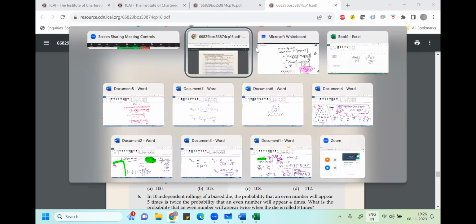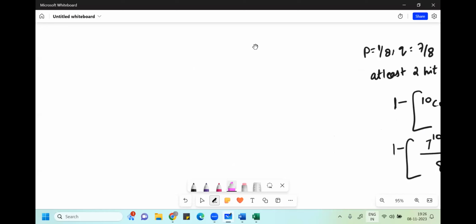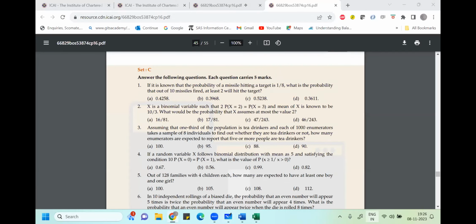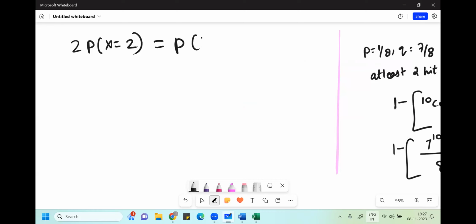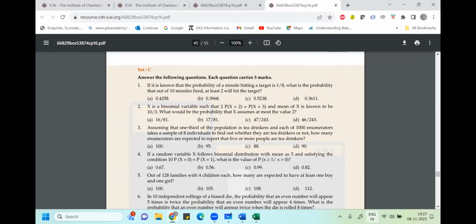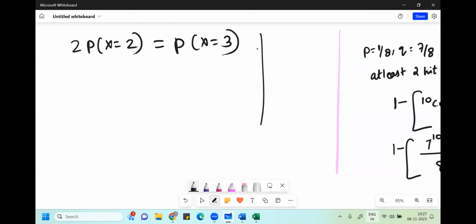So what is given in question number two? What they have given: P(X = 2) equals P(X = 3). I hope you are getting it. n is not given to us. Okay, what is given? That n into p is 10 by 3. Yes Santosh, I'm doing it. n into p is 10 by 3.